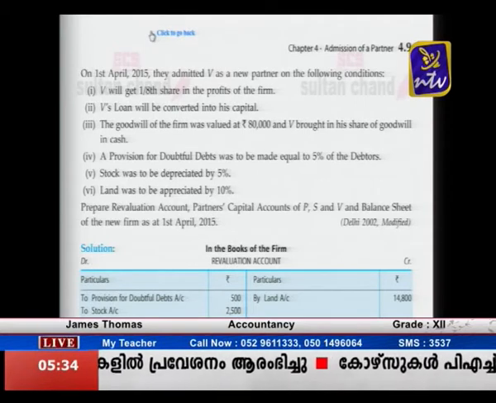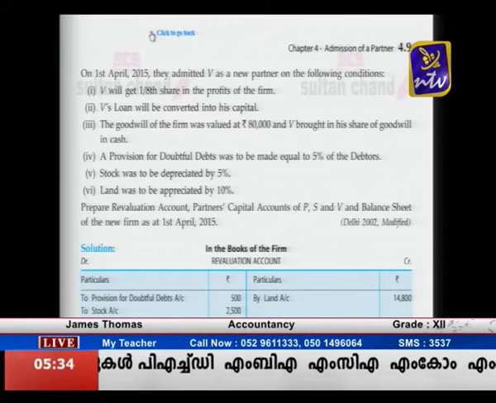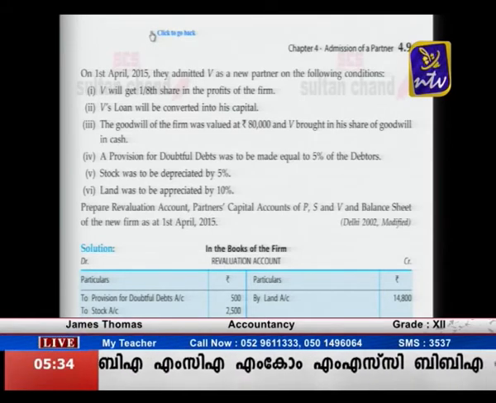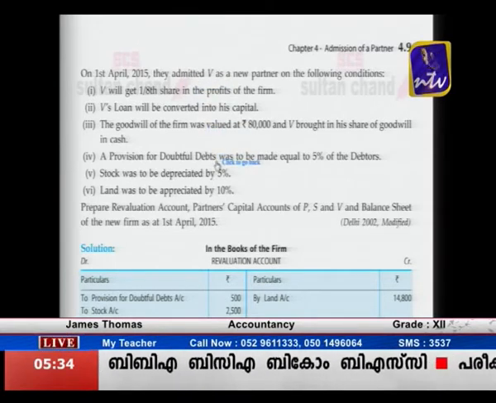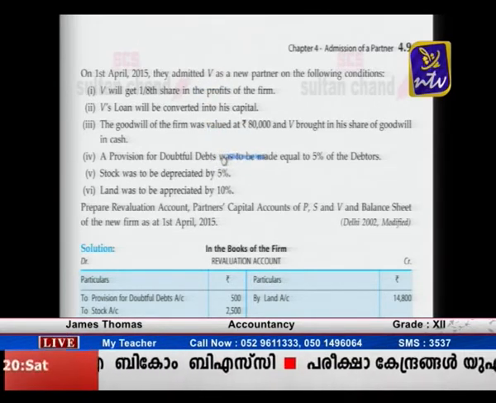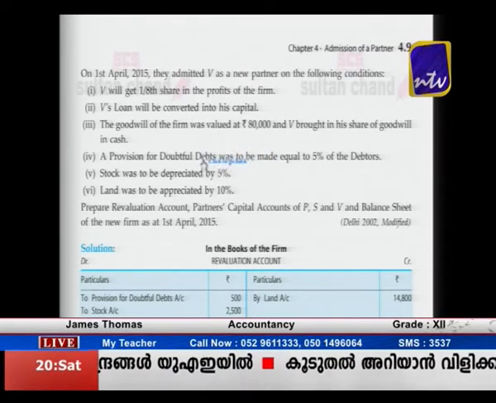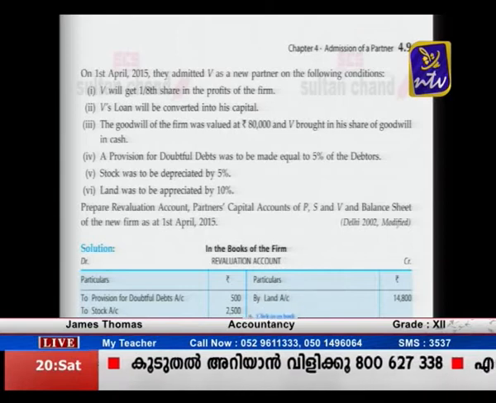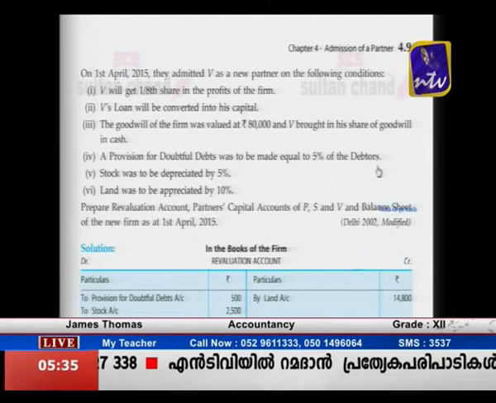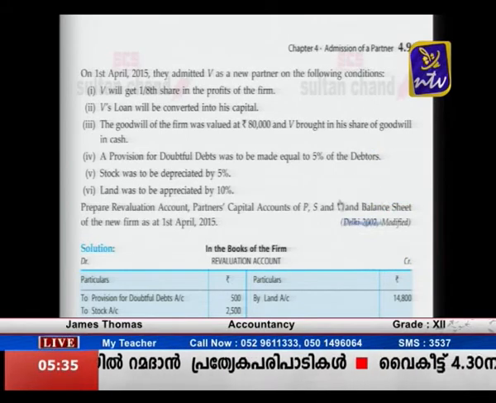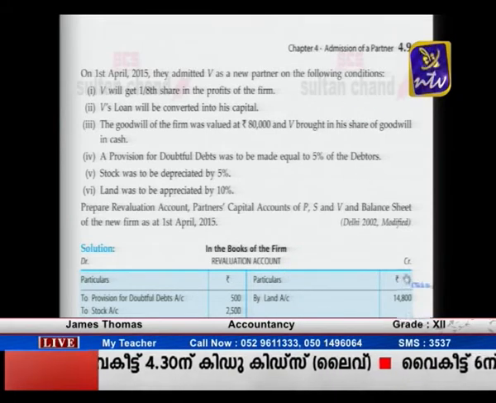And again, stock is depreciated. So the next adjustment is, stock was depreciated by 5%, and we calculate 5% and put it on the debit side, that is 2,500. And the next adjustment, land was appreciated by 10%, so that is 14,800. Now you can see from the question itself that the credit total is more than the debit total. That means the profit is transferred to the partners' capital account, credit side.